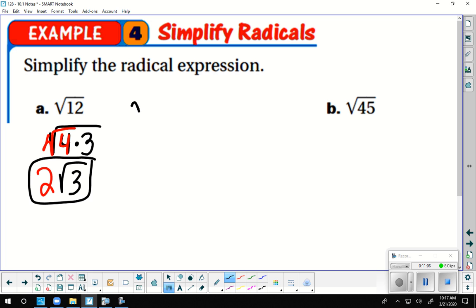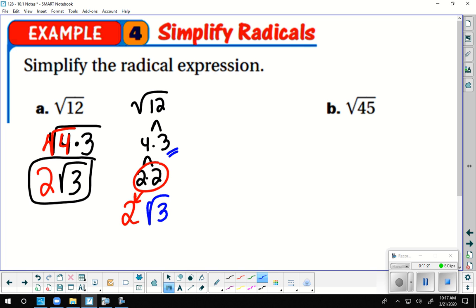Now, if you make a factor tree, you're going to get the same thing. 4 times 3, 4 breaks down to 2 times 2, and we have a couple. If couples go out to one restaurant, and singles have to stay in, we get the same thing, 2 square root of 3. Okay. So you can do either method.